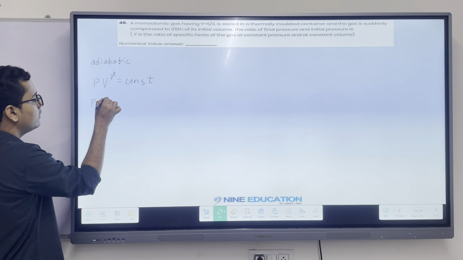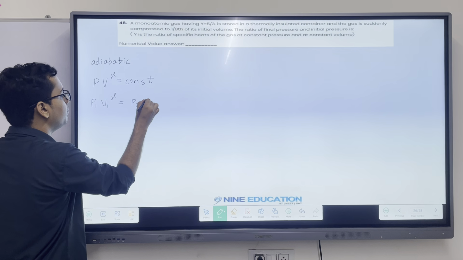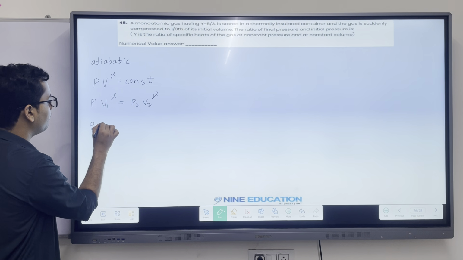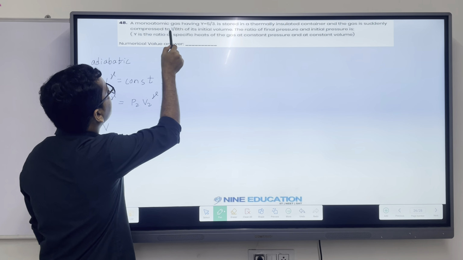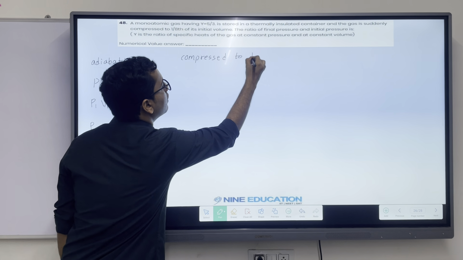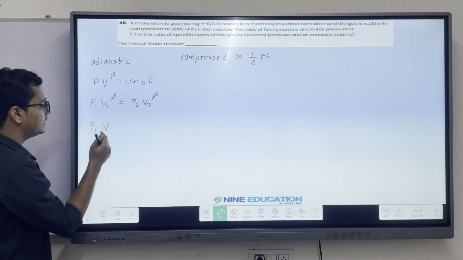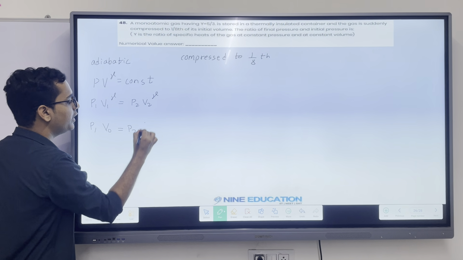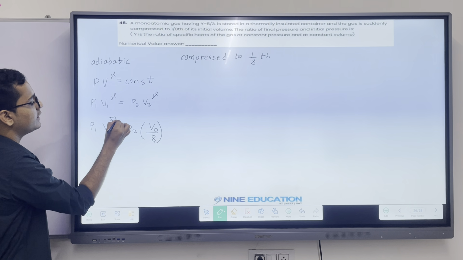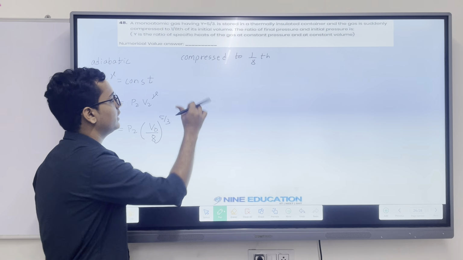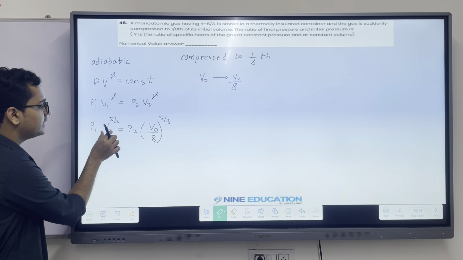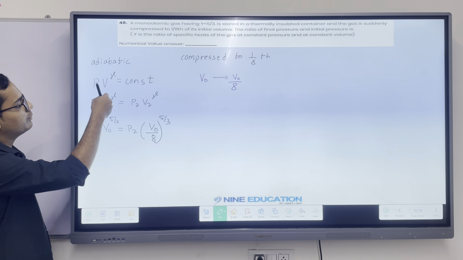So I will write P1 V1 power gamma equal to P2 V2 power gamma. What is the initial pressure? P1. What is the initial volume? Let's say initial volume is V0. The question says it is compressed to 1 by 8 of its initial volume, so it will be equal to P2 into V0 by 8 power gamma. Gamma value is 5 by 3. So basically, volume is going from V0 to V0 by 8. Here, this is initial volume, this is final volume, and gamma is equal to 5 by 3.